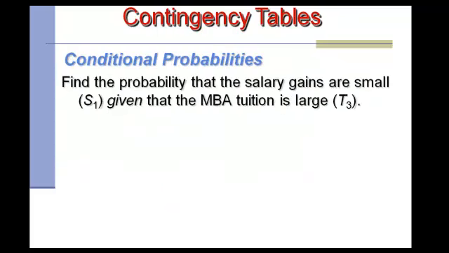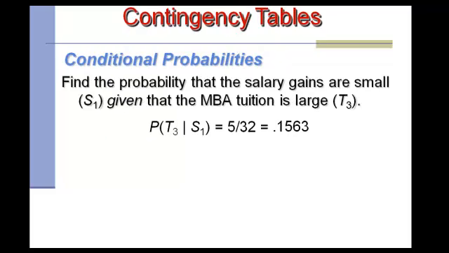Okay, let me return to my slide. Okay, another probability question. Find the probability that the salary gains are small given that the MBA tuition is large. Well, that would be making me pretty unhappy. So it would be written the probability of a small salary gain, given a small gain. Am I saying that right? Yes, given a small salary gain that you went to a school and paid a high tuition.